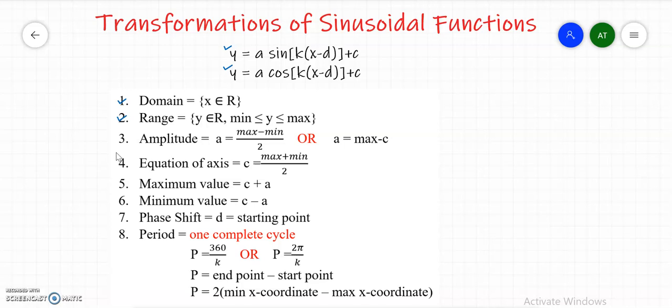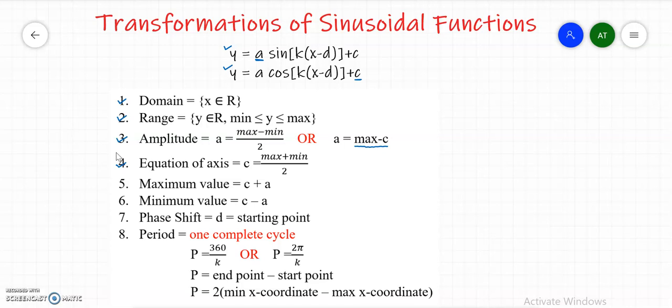Now the A value in the transformation is basically the amplitude, and it has two formulas: maximum minus minimum divided by 2, or you can say maximum minus C. So what is the C in the transformed equation? C is basically the equation of axis, and it has the formula maximum plus minimum divided by 2.